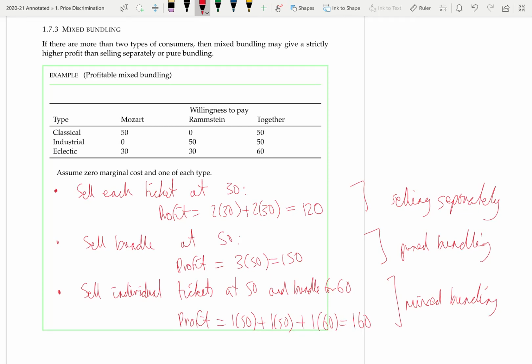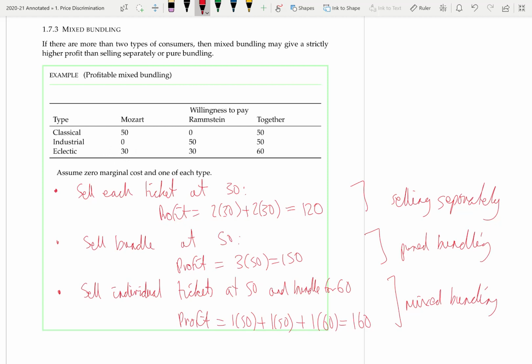There's a similar argument for the industrial consumer. What about the eclectic consumer? Well, if they buy Mozart, for example, at 50, they would get a negative surplus. They're only willing to pay 20. So indeed, the consumers are going to buy the options we want them to buy.